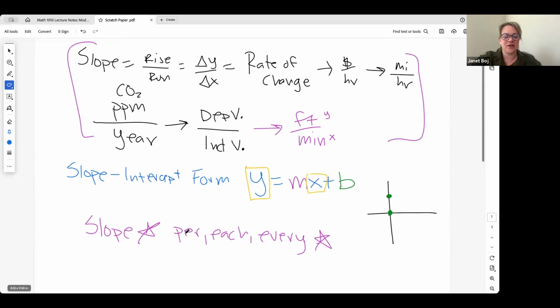Remember, we love the slope-intercept form, y equals mx plus b. B is where you begin, where your initial value, one-time down payment, etc. And m is how you move, that rate of change. X and y are variables that will change over time.